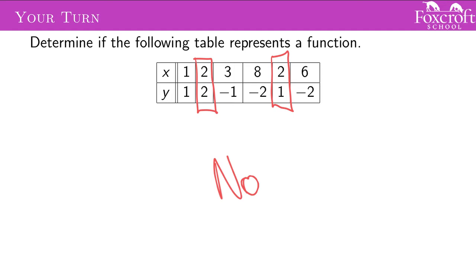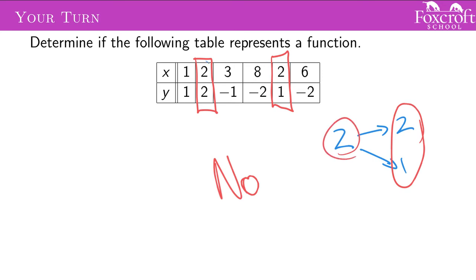All right, we have 2. 2 is related to 2. I put in 2 and I get out 2, but also 2 is related to 1. I put in 2 and get out 1. And this is exactly what we don't want to happen in a function, where we have these two different outputs coming from this one input. So the fact that these numbers are repeated on the top with different numbers on the bottom is what makes this one not a function.